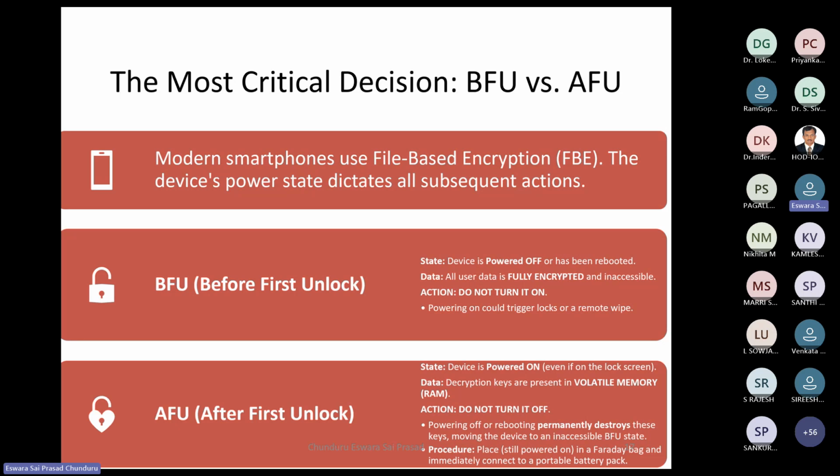AFU mode, after first unlock. That means when you find a mobile phone which is in switched on condition, of course, the device may be in the locked condition. That means the decryption keys are available in the volatile memory of the mobile phone, that is in the RAM of the mobile phone. In this case, you should not turn it off. If you turn this particular mobile phone off, it will go into the BFU mode.